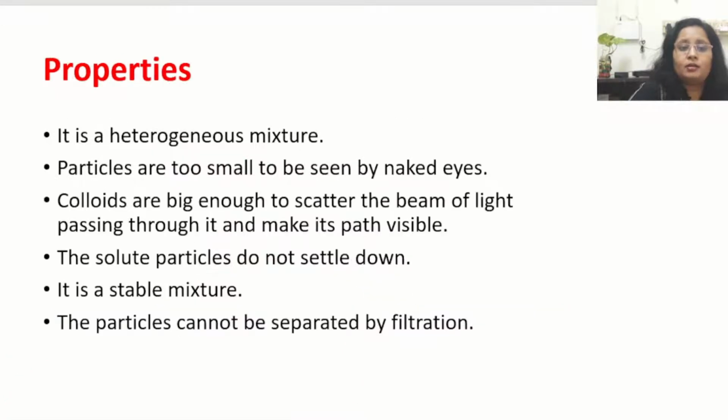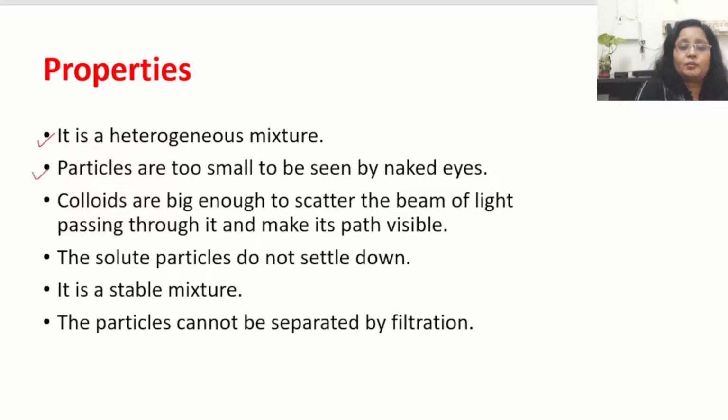Now come to the properties. The first property is that it is a heterogeneous mixture. It is a heterogeneous mixture because, as in the case of solution the solute particles and solvent particles, here the dispersed phase and the dispersing medium can be separated by a physical process. So this is a heterogeneous mixture.